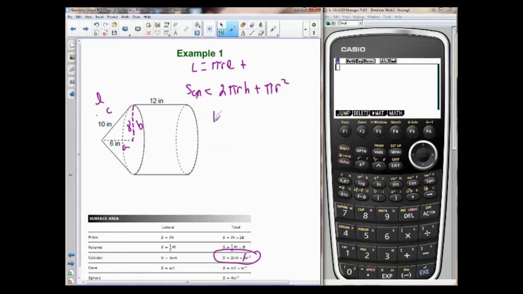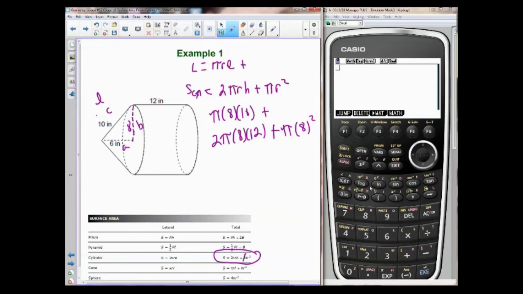Plug in. So I got pi times my 8 times my slant height, which is 10, plus, I'm going to go ahead and continue down here, 2 pi times my r, which is 8, times my height. That gives me my lateral surface area of my cylinder, plus the area of one of the bases, pi 8 squared, which is 64. Okay? I could put this whole thing in the calculator minus the pi's because I want to keep it exact.